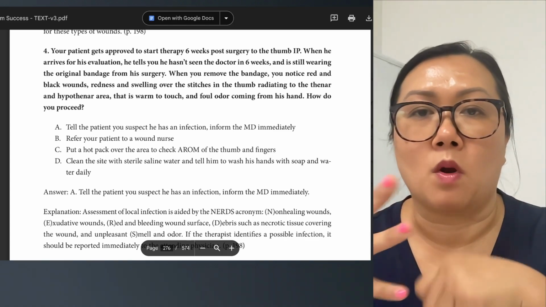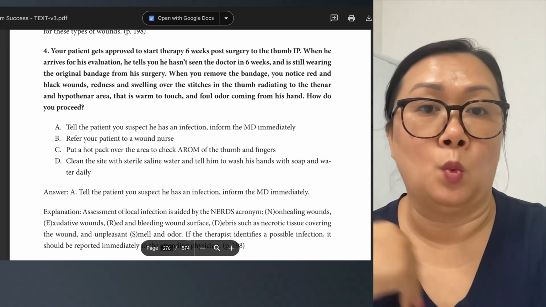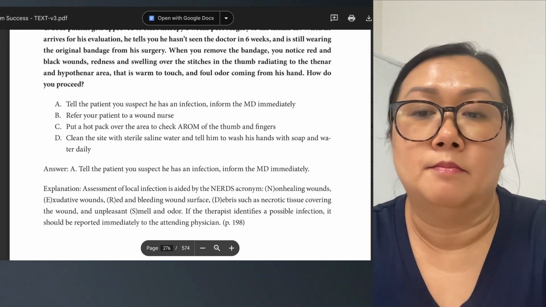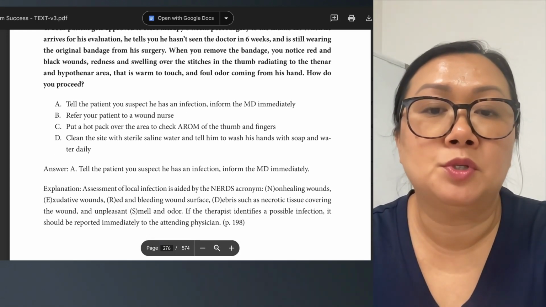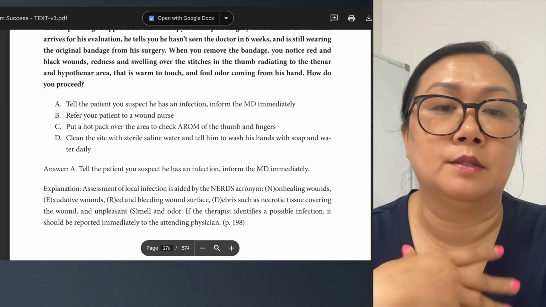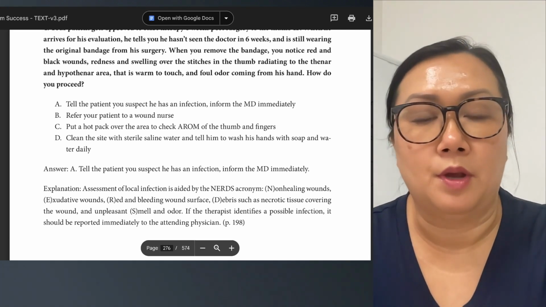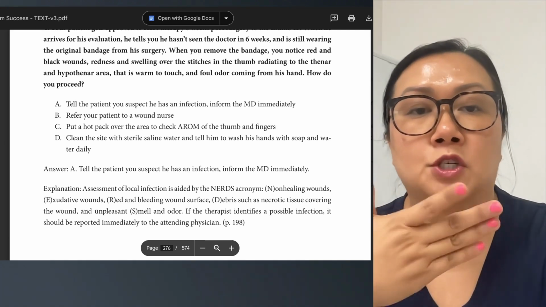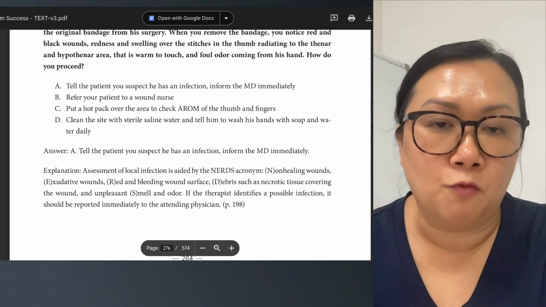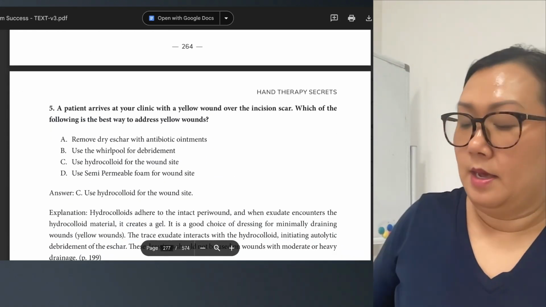All right. Number 4, you get started on a thumb that's infected. What do you do? Answer is A, tell the patient you suspect he has an infection and inform the MD immediately. It's not like you can't still clean it. The best thing to do is take care of the infection, because when you inform the doctor, you can get antibiotics and things like that, right?